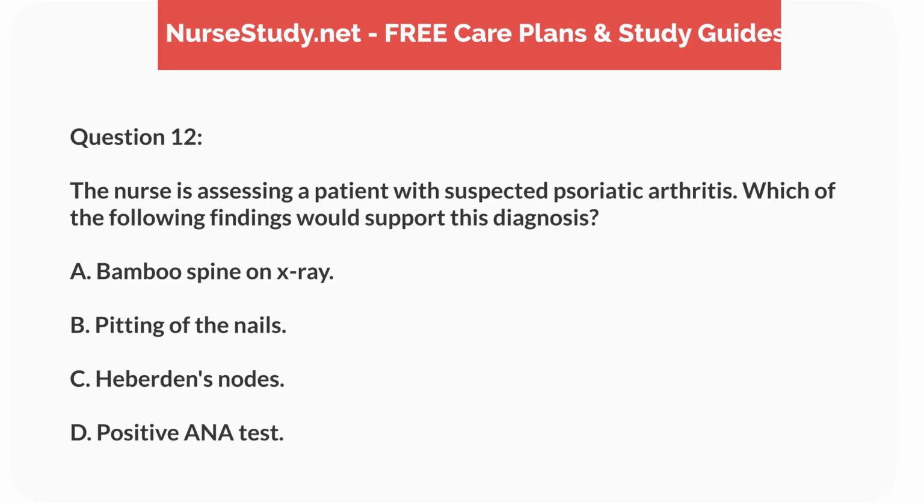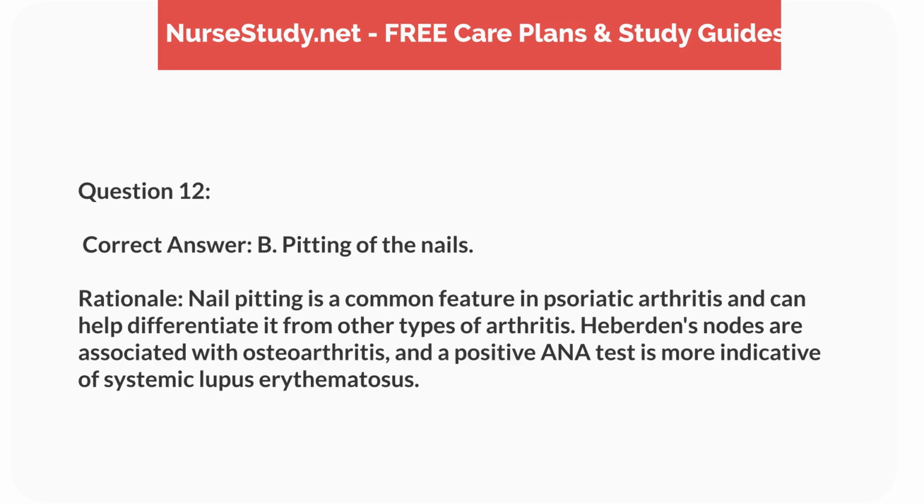Question 12. The nurse is assessing a patient with suspected psoriatic arthritis. Which of the following findings would support this diagnosis? A. Bamboo spine on X-ray. B. Pitting of the nails. C. Heberden's nodes. D. Positive ANA test. Correct answer: B. Pitting of the nails. Rationale: Nail pitting is a common feature in psoriatic arthritis and can help differentiate it from other types of arthritis. Heberden's nodes are associated with osteoarthritis, and a positive ANA test is more indicative of systemic lupus erythematosus.